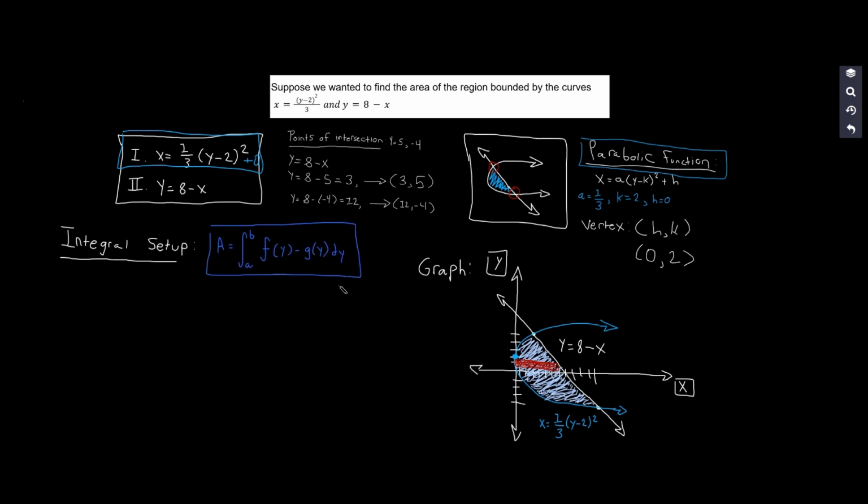Written before you is a formula that shows you how to find the area of a region bounded by curves using a definite integral. It says that the area is equal to the definite integral from a to b of f of y minus g of y. Now watch my cursor. This dy at the end means that we're integrating with respect to y.